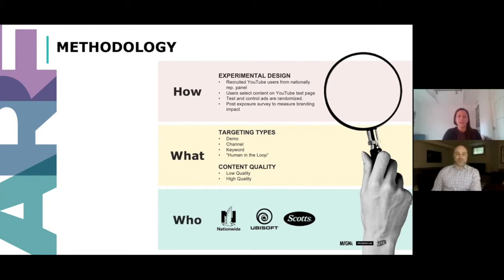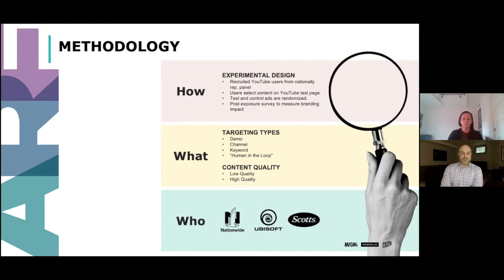As far as the types of targeting that we tested, we of course had human in the loop, which was our brand signal fueled machine learning for brand suitability. That's a mouthful. And we compared it to more traditional forms of targeting that we're all used to on YouTube: demo, channel, and keyword-based targeting. Now, we also use the machine learning to go out and find both high and low quality content to explore the impact of content quality. So we'll review those results as well.